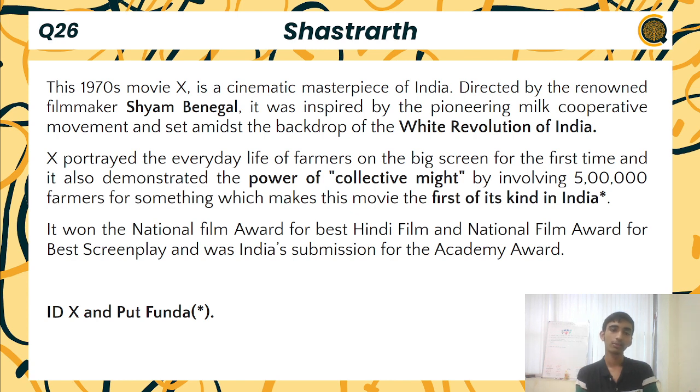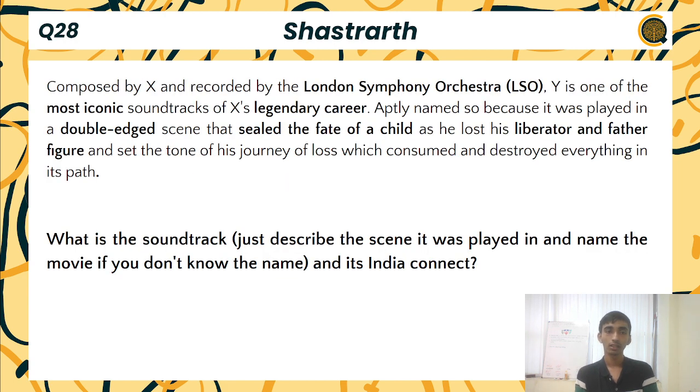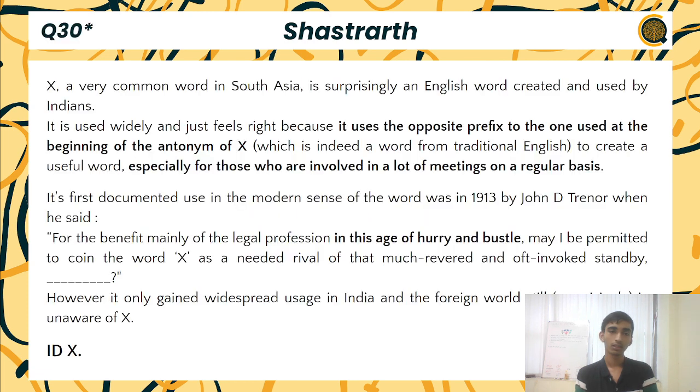X, a 1970s movie, and you have to put funda on what the collective might represented over here. 27. X is a fruit, Y is a southeast African nation from where it came. Both sound pretty similar. 28. Composed by X. 29. What community is X? Catches or some animal. 30. 30 is a very common word in India or in South Asia, but surprisingly no one abroad uses it or they're unaware of it.